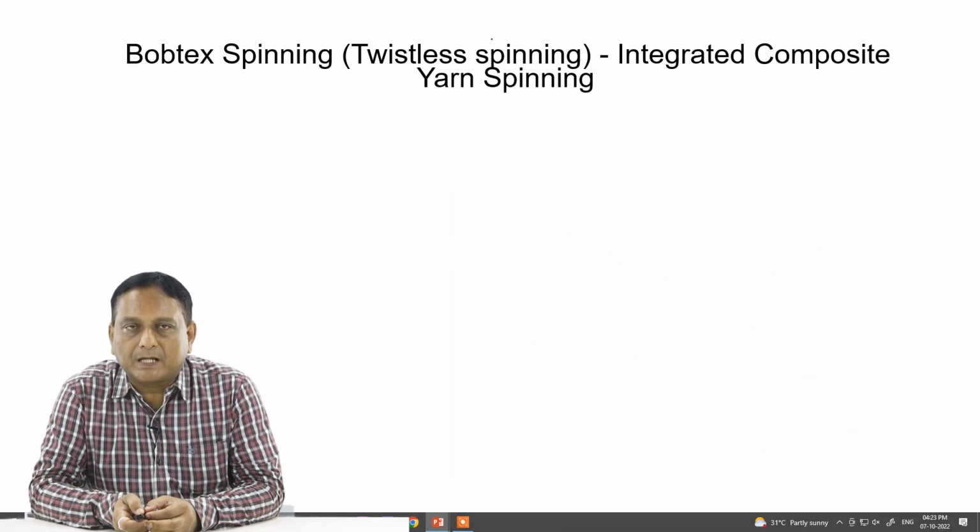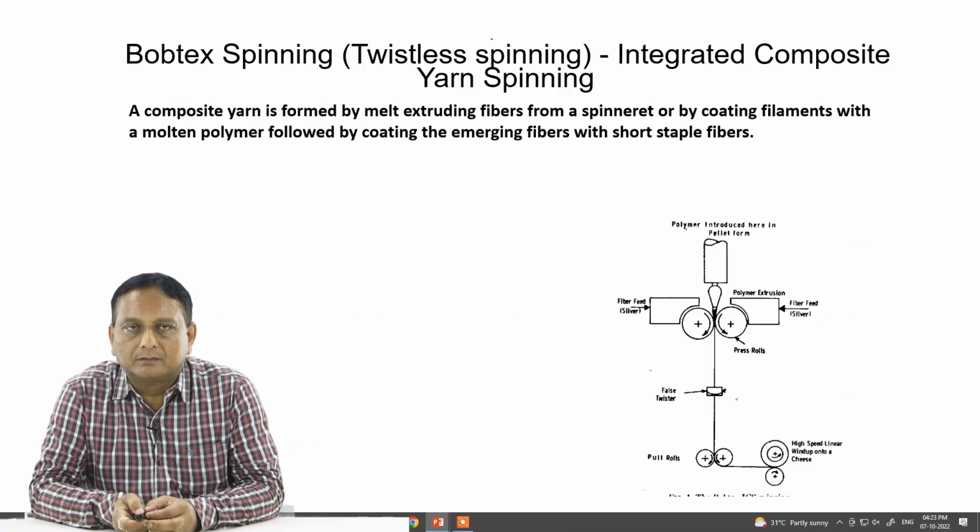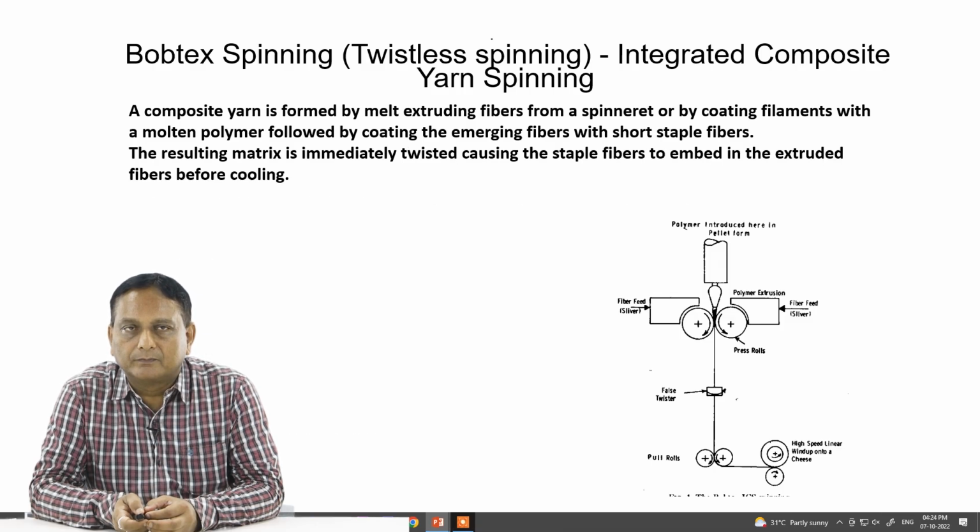Now we come to the last type of spinning, that is the twistless spinning, or we call it Bobtex spinning, as is shown here in the figure. It is the composite yarn formed by melt spinning extruded fibers from a spinneret or by coating filaments with a molten polymer, followed by coating the emerging fibers with short staple fibers. So this is the unique feature of twistless spinning or Bobtex spinning.